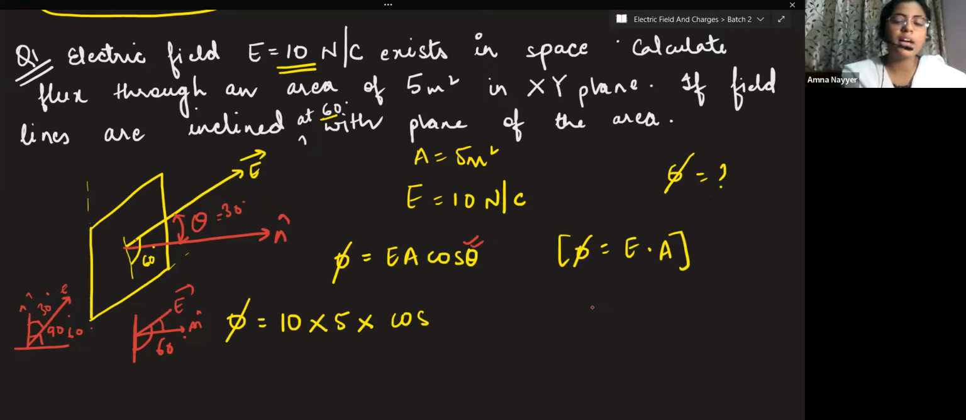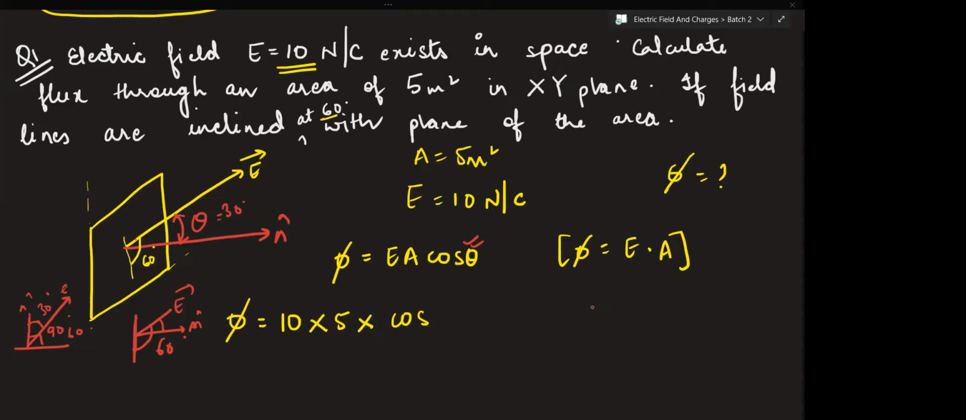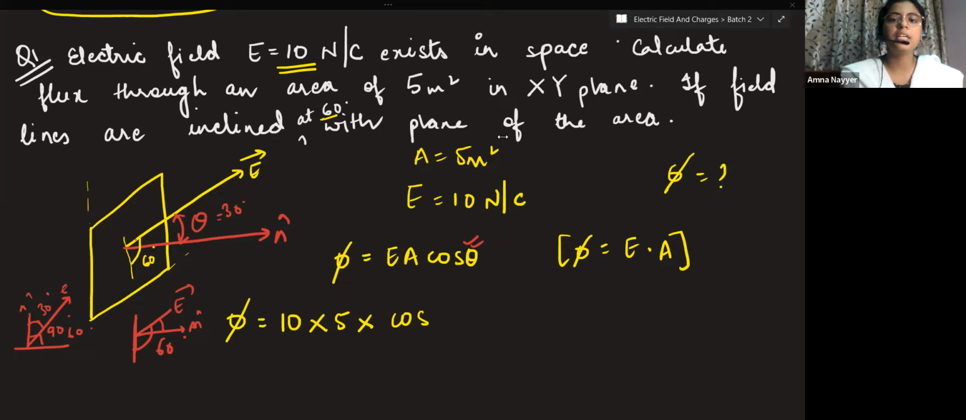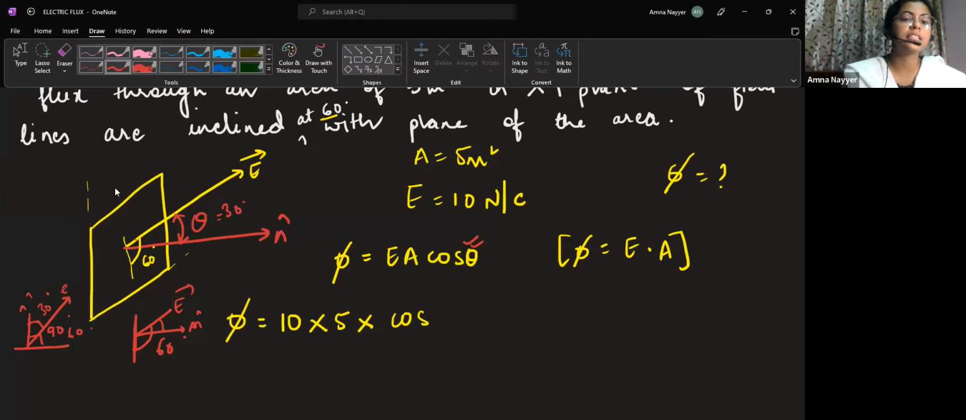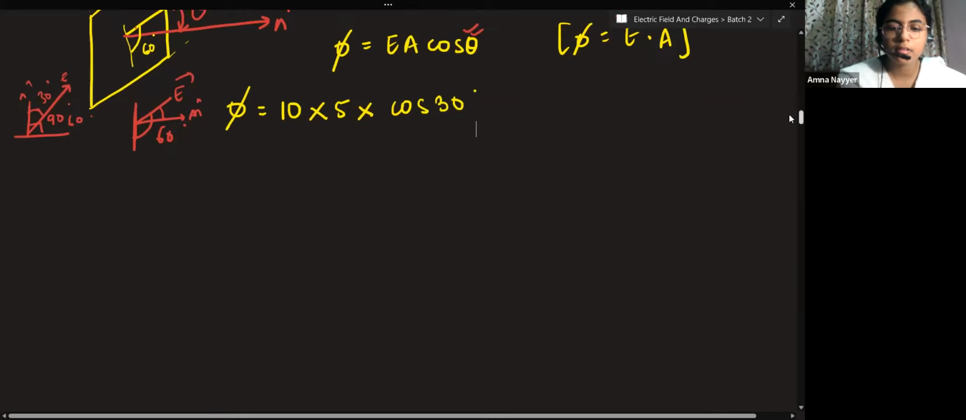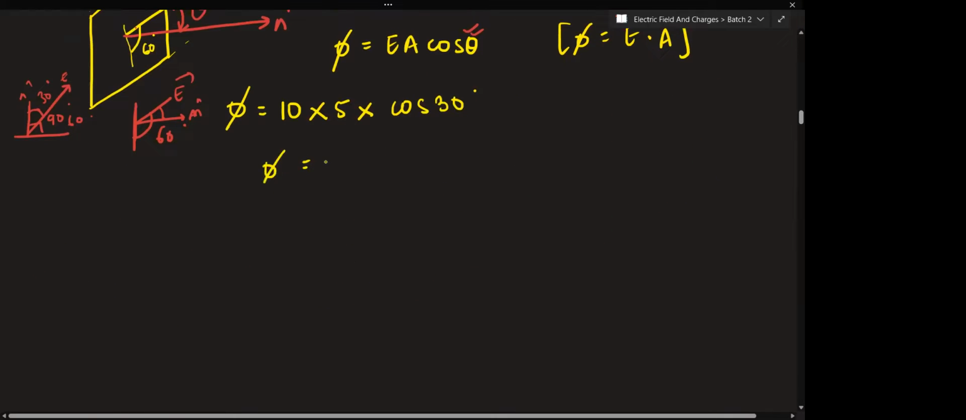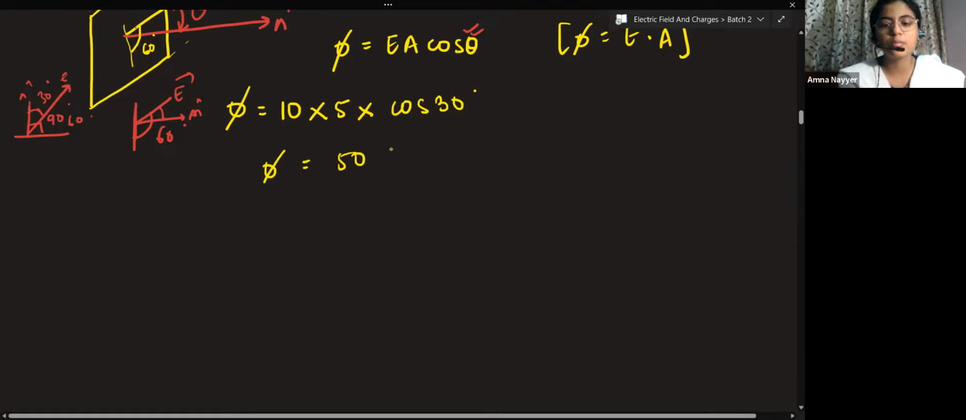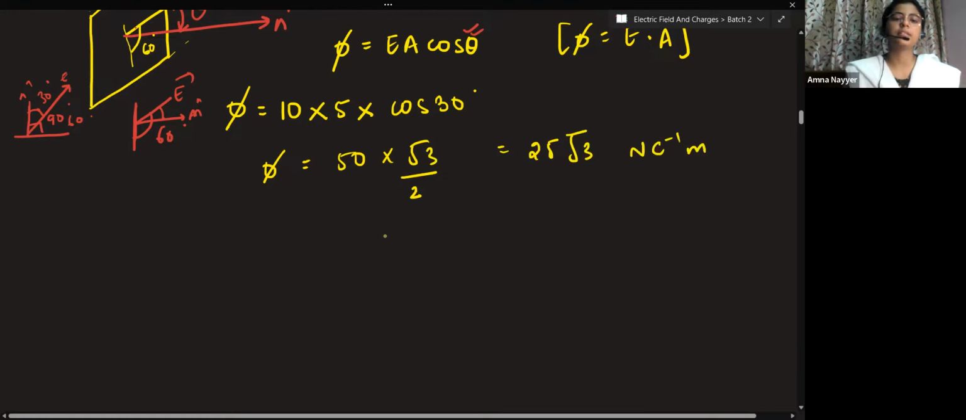Is this clear to all of you? Why are we considering 30 degrees instead of 60 degrees? Yes, ma'am. All right. So instead of cos 60 degrees, we'll have cos 30 degrees. Is this clear? Usage of formula? Yes, ma'am. So this is 50, this will be root 3 divided by 2. So you get 25 root 3. And the unit is Newton coulomb inverse meter square. Just note down the solution. We'll do more questions on this.